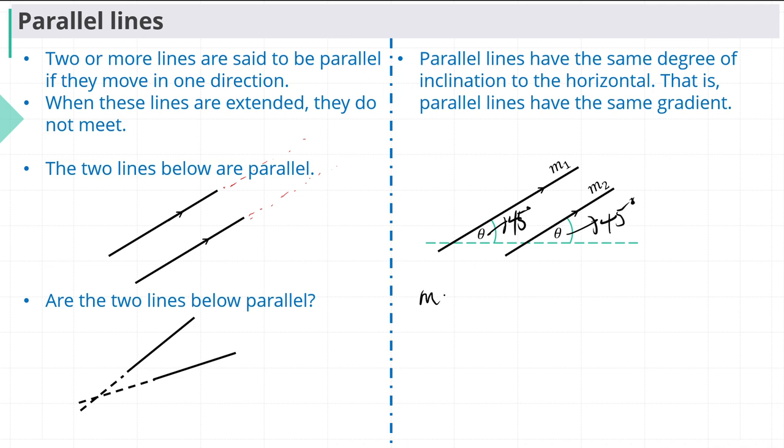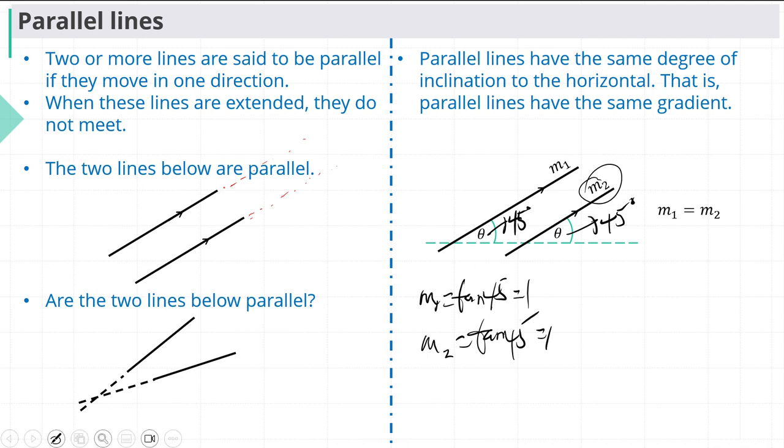And so finding the gradient, M1 equals tan 45, we are going to get 1. Gradient M2 equals tan 45. We are going to get the answer to be equal to 1. Thus the gradient of parallel lines is the same. M1 equals M2.